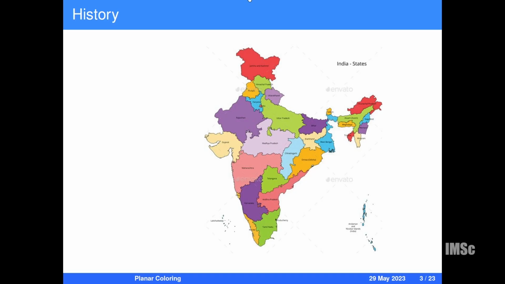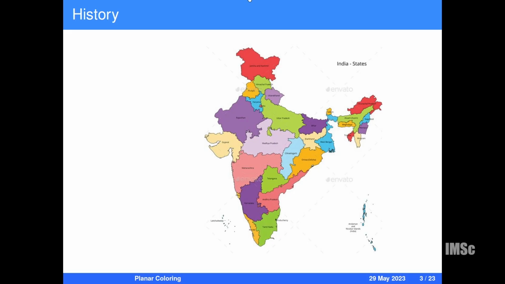Consider the map of India. This is a coloring, and you see that Maharashtra and Madhya Pradesh share a boundary, and hence they are colored differently. Maharashtra and Chhattisgarh share a common boundary and are given distinct colors. Similarly, Maharashtra and Telangana, Maharashtra and Karnataka. So the problem is to assign colors to the regions such that no two regions which share a common boundary get the same color. That's the problem.